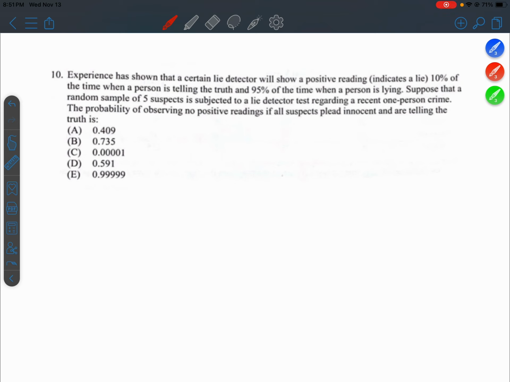Okay, let's try to figure out exactly what this is asking. Okay, 5 suspects. And we have 2 probabilities, the 10% and the 95%.